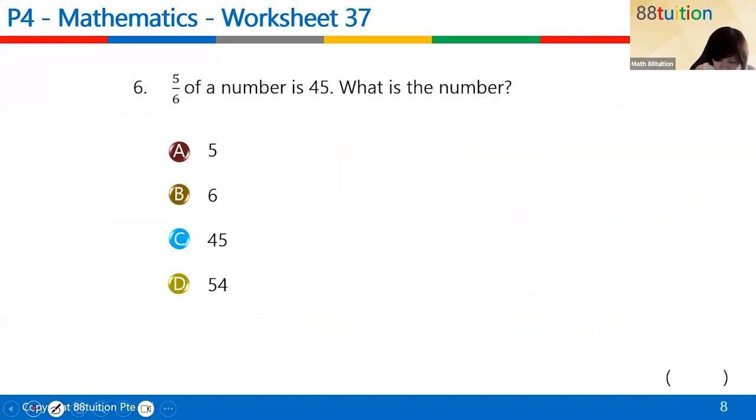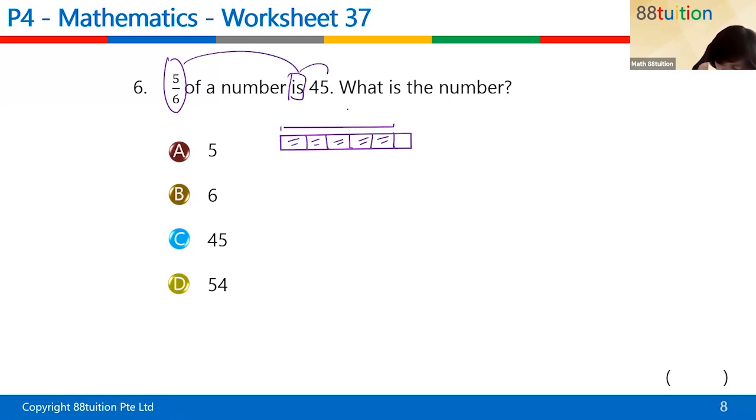Question. 5/6 of a number is 45. So since you know that this is 5/6, I have 1, 2, 3, 4, 5, 6. So 5/6 refers to here, here. And this is 45. Meaning to say, you have 5 units here. So what is the number? It is asking for the whole entire thing. So 5 units will be equal to 45, and you are looking for 6 units.